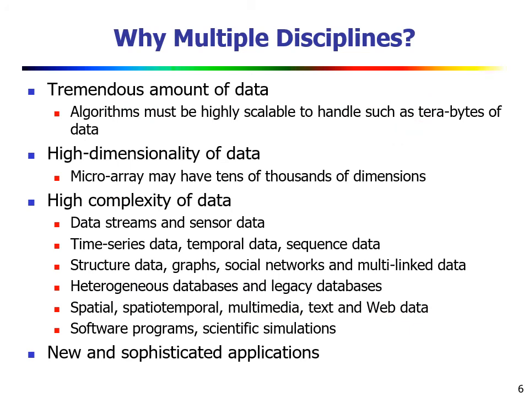Now the question is, why multiple disciplines? First, we have a tremendous amount of data, so algorithms should be scalable where the data is too much, but where data is not much, we can use a simple algorithm. So the amount of data also decides which way we should go. Then comes the high dimensionality of data. If the dimensions are low, a simple system can handle the problem. If there are multiple dimensions, then the complexity of the problem increases, and our approach also changes.